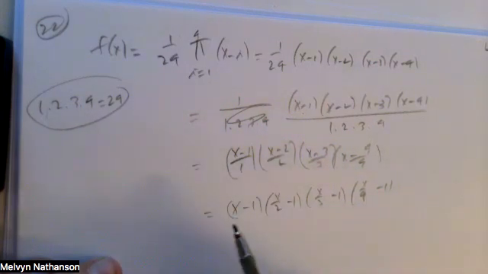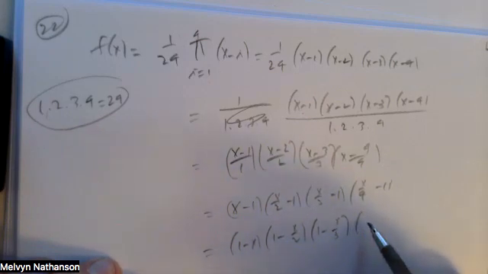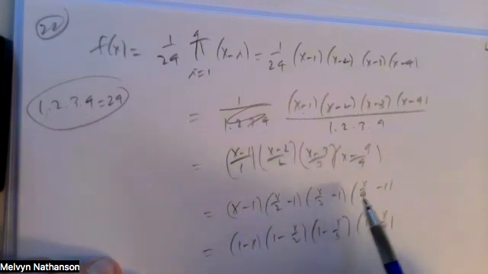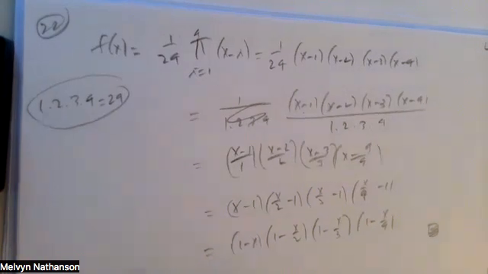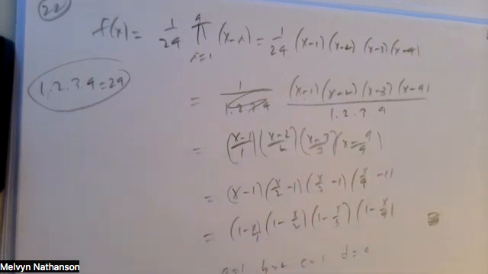And now, if I change x minus 1 to 1 minus x, I'm multiplying by minus 1. And if I change this in the opposite order, 1 minus x over 2, 1 minus x over 3, 1 minus x over 4, I'm just multiplying this by minus 1 to the 4th power. That's just plus 1. And I'm done. So this is like a equal 1, b equal 2, c equal 3, d equal 4. It's exactly of the form we want.